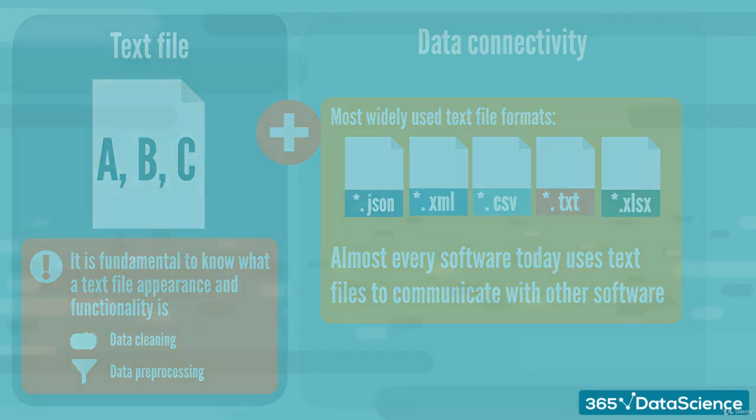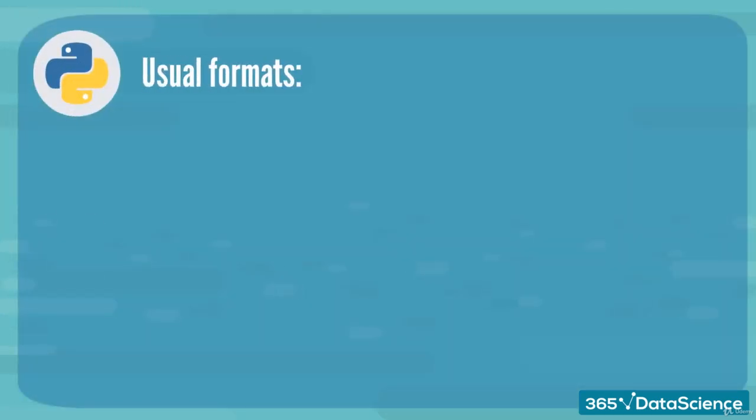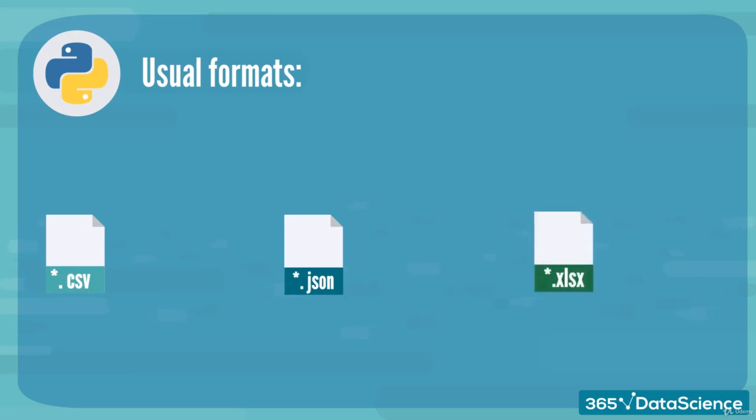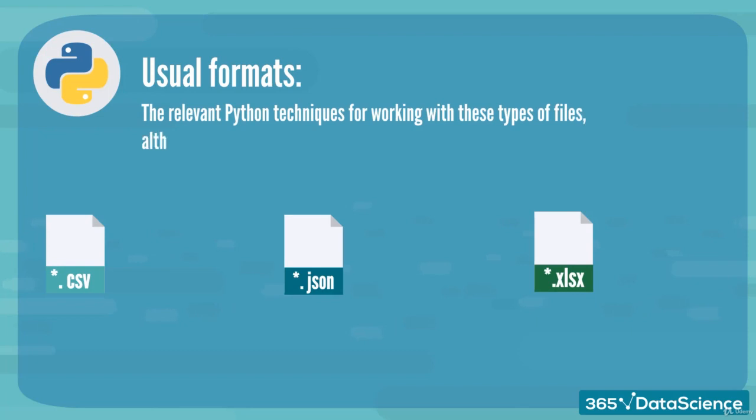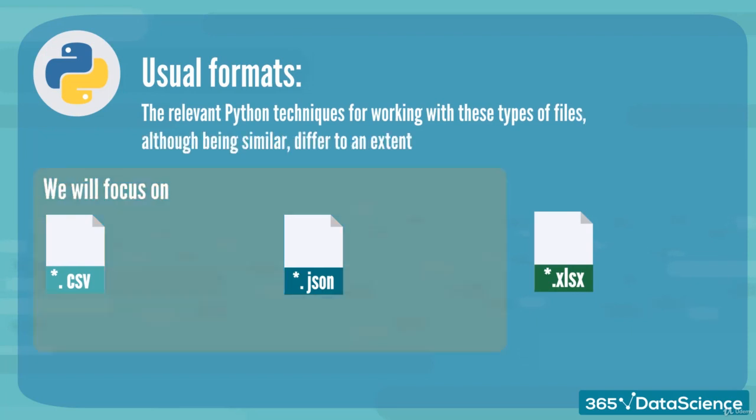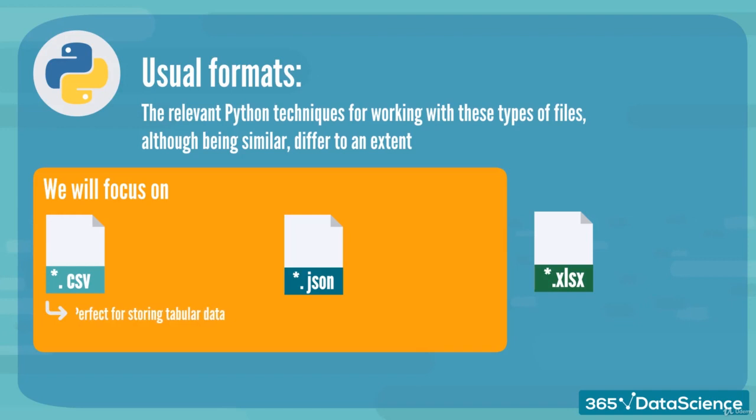Okay, while working with Python, we will normally focus on CSV, JSON, and sometimes XLSX. The relevant Python techniques for working with these types of files, although being similar, differ to an extent. We will be primarily dealing with CSV and JSON files. CSV is often the go-to format in data science as it is perfect for storing tabular data. JSON, on the other hand, is the format practically all modern programming languages can read, export to, or work with.